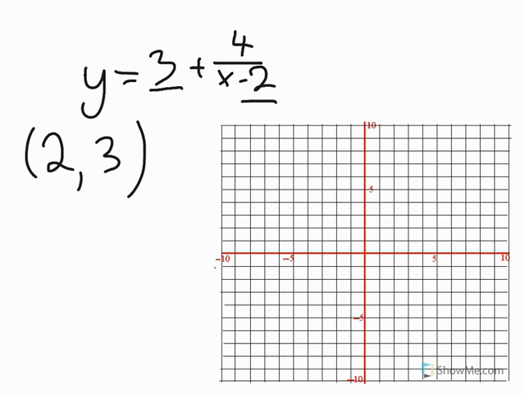So the center point is again at 2 comma 3, and then we need to just look at our a value, which in this case is 4, which is coming from right up here.